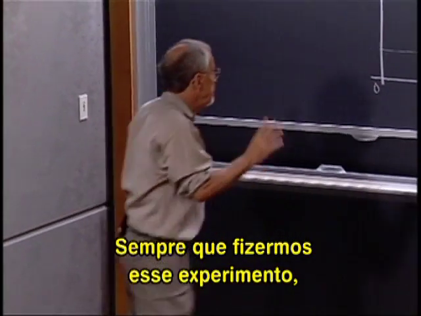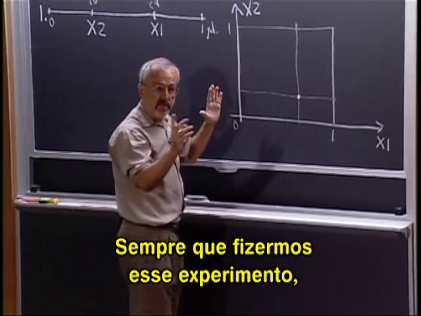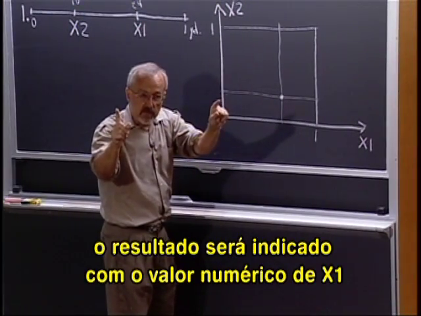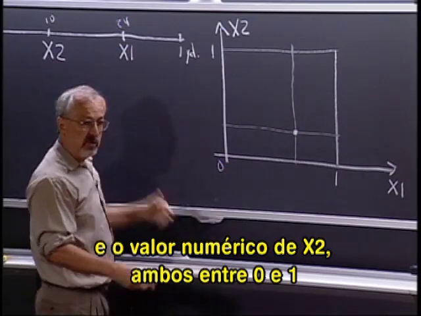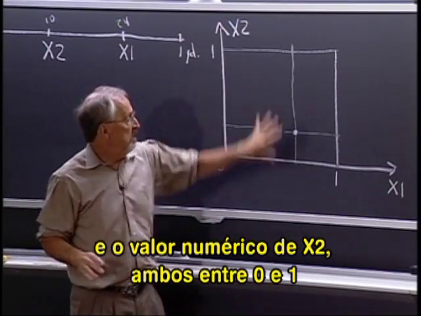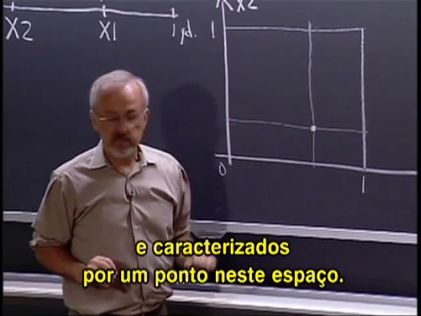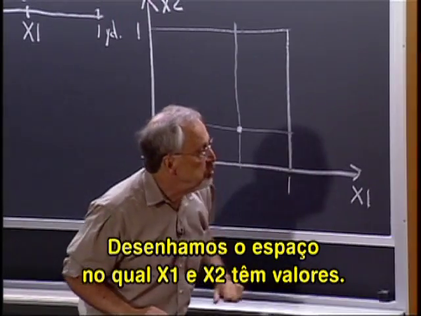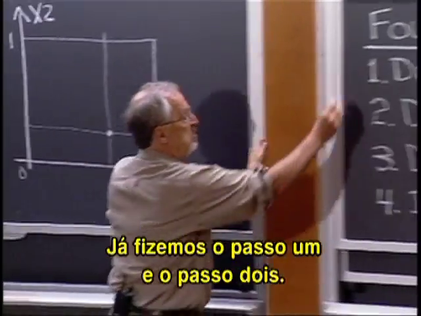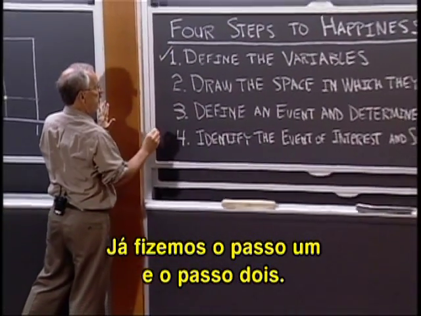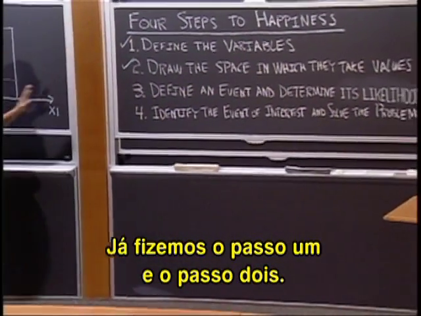Okay, so any particular time we run this experiment, the outcome of the experiment is shown by a numerical value for x1, a numerical value for x2. Both are between 0 and 1, so they're characterized by a point in this space. So we have now drawn the space in which x1 and x2 take on values. So we have done step 1. We have done step 2.